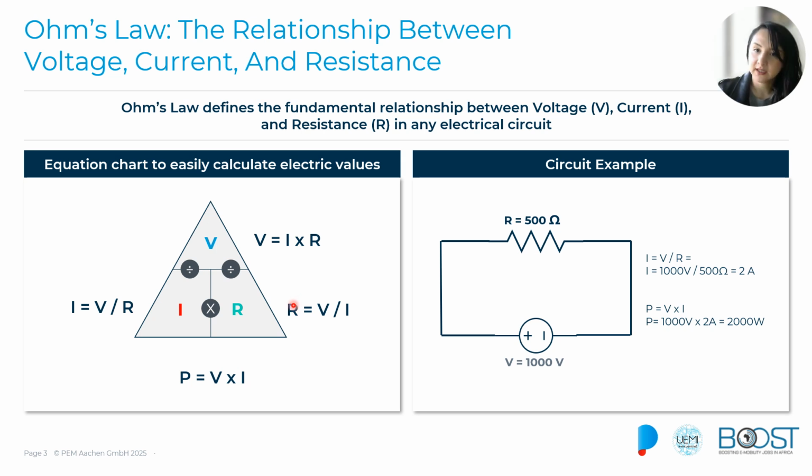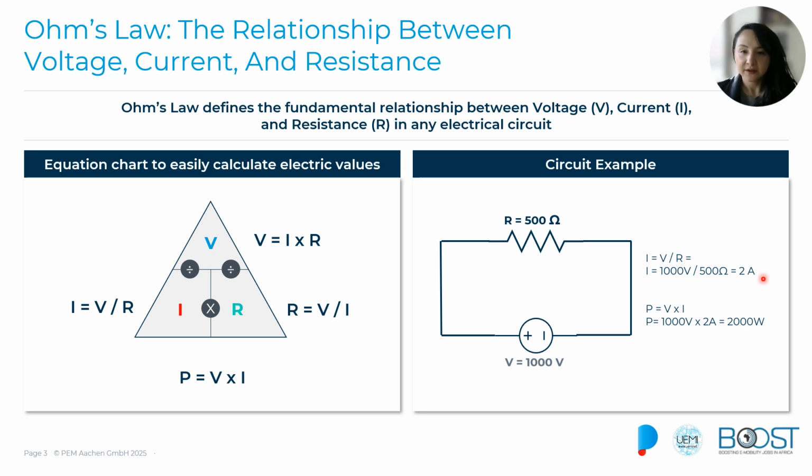Let's break it down further with a basic example. That is the circuit that we have over here. If we know in this circuit the voltage and the resistance, we can then calculate the current of that circuit. How do we do it? Using our pyramid, we cover the current, that is the variable that we want to find, and we get the equation that the current is equal to the voltage divided by the resistance. As you can see here, in this case as we have a voltage of 1000 volts and a resistance of 500 ohms, we obtain that the current flowing through this circuit is 2 amps.